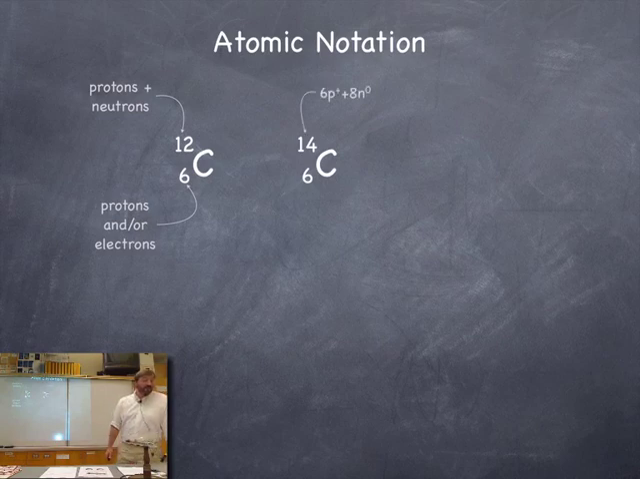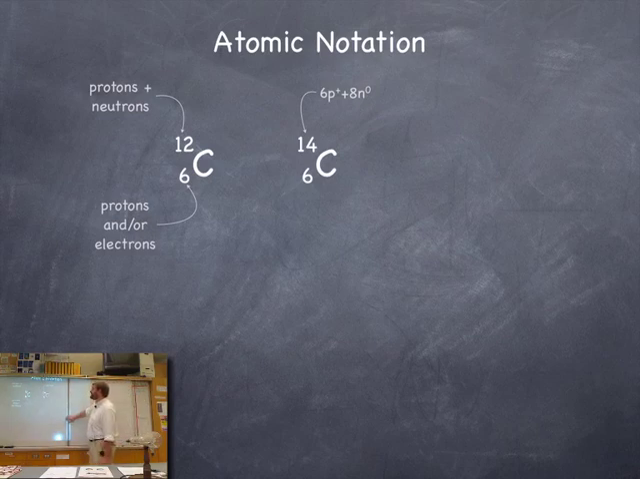All right, so we know that if I've got 6 protons and the total is 14, that means I've got to have 8 neutrons. Okay? That tells me I have to have 8 neutrons. Now there's another thing that we can do here.